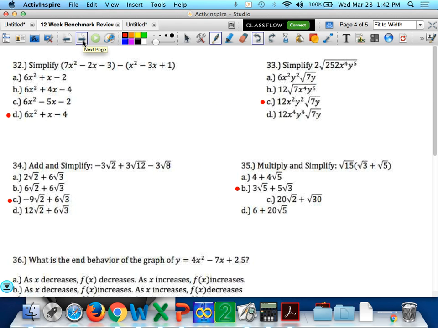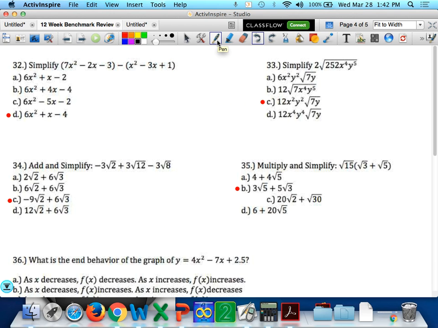Number 32, simplify. Guys, it's an easy problem. Don't make it harder than it has to be. I've had a lot of people today going to me like, oh, Mr., I know how to do this one. We're just going to multiply and multiply and multiply. And whoa, whoa, whoa. Whatever told you to multiply?